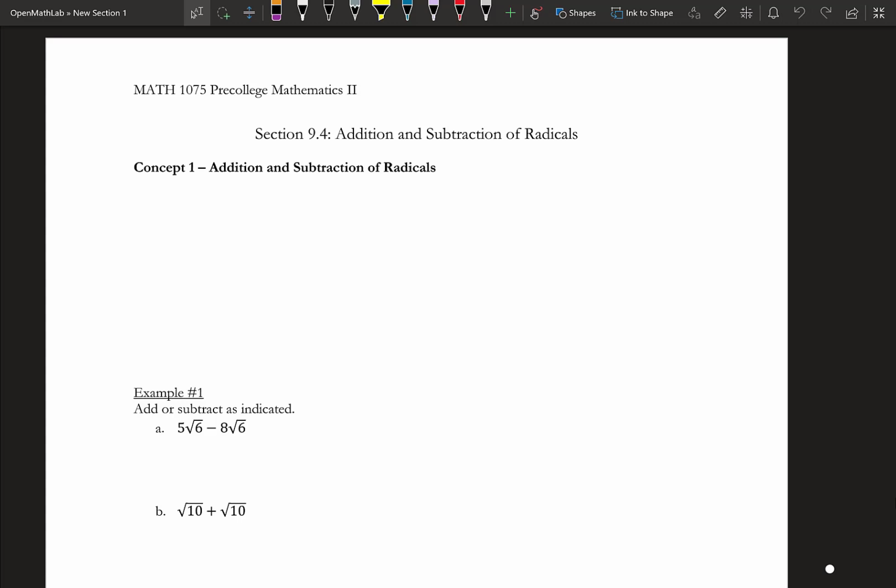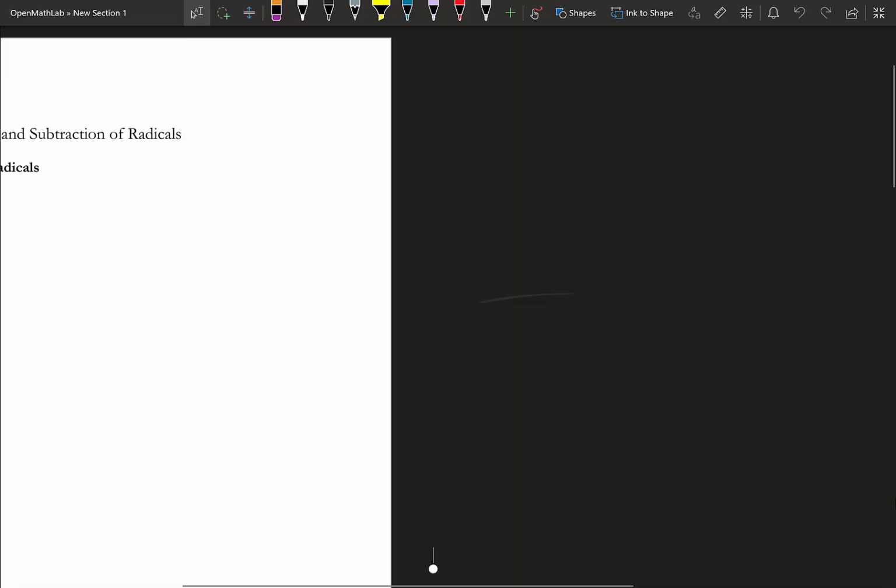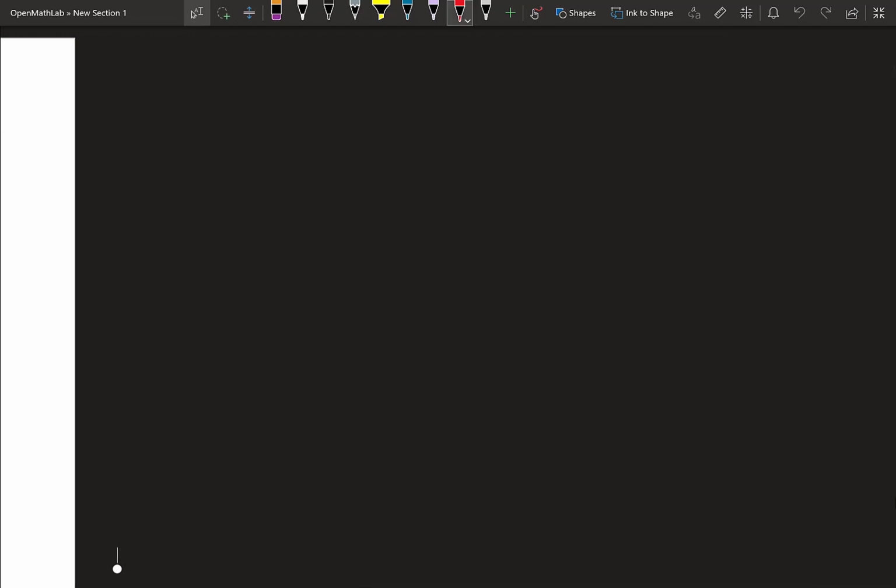Okay, so ready to start section 9.4, addition and subtraction of radicals. So the very first thing we want to do in concept 1 is look at what the definition of a like radical is. So I just want to come off to the side a moment and just remind you a little bit about like terms.